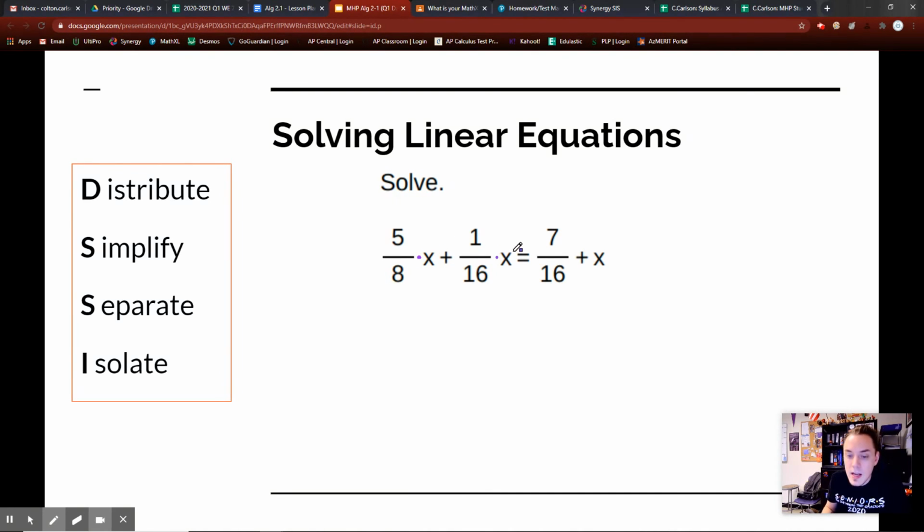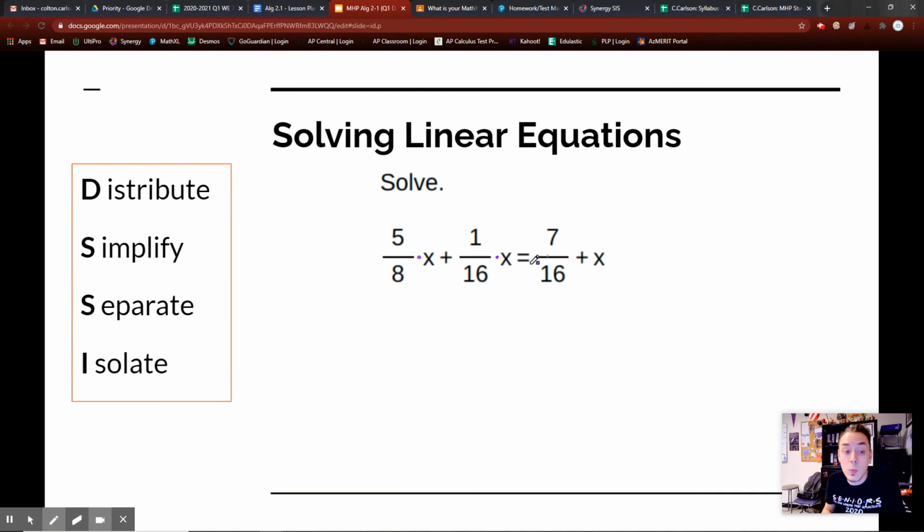Why am I doing that? Because this is multiplication. I want you to understand that the x is multiplied by that whole fraction. So this x is multiplied by this whole fraction, 5/8. That x is multiplied by this whole fraction, 1/16. There's no x attached to here, but there's a plus x over on the side. That's fine.